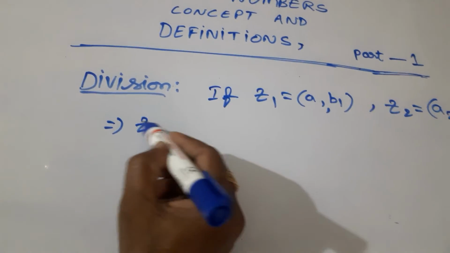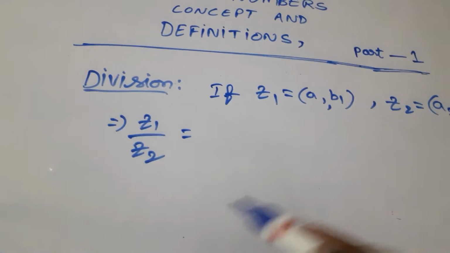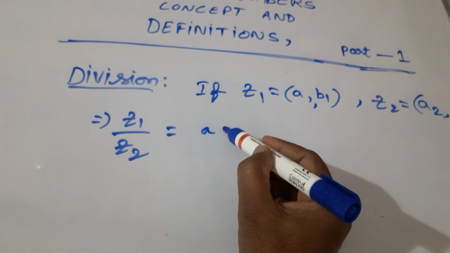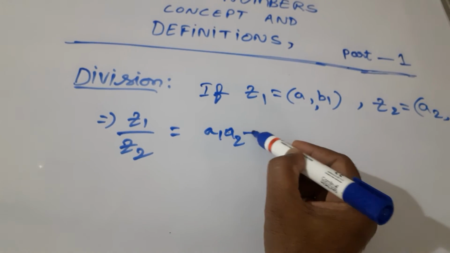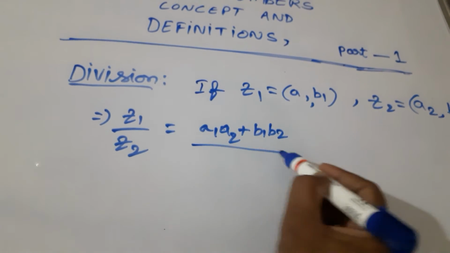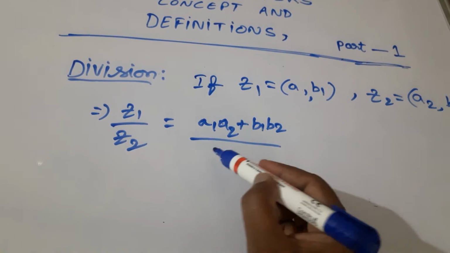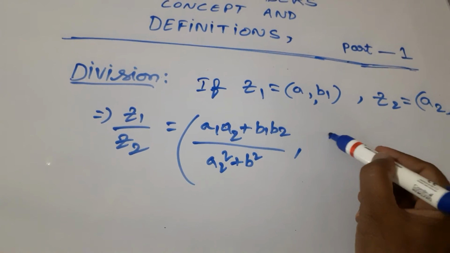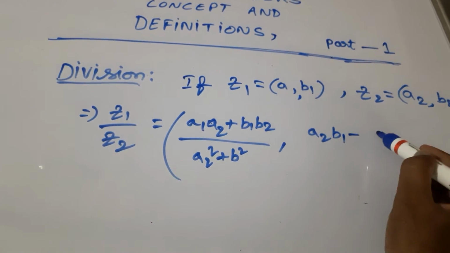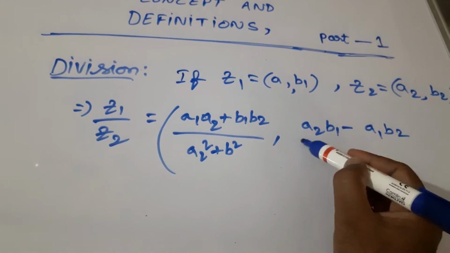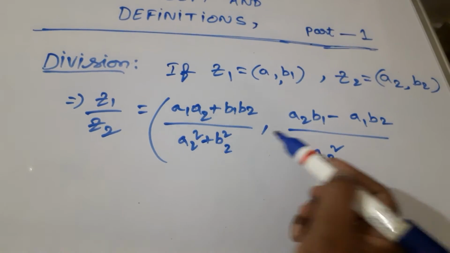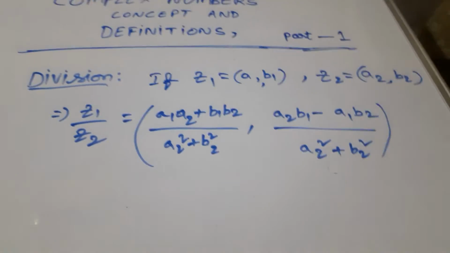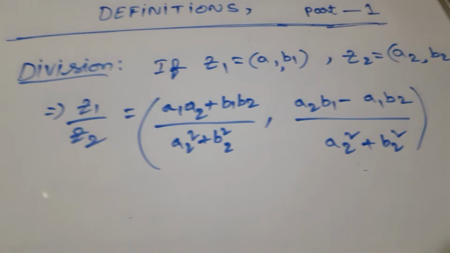So this implies Z1 by Z2 is equal to, you can use the formula (A1 A2 plus B1 B2) by (A2 square plus B2 square), comma, (A2 B1 minus A1 B2) by (A2 square plus B2 square). We can apply this formula to divide one complex number by another complex number.